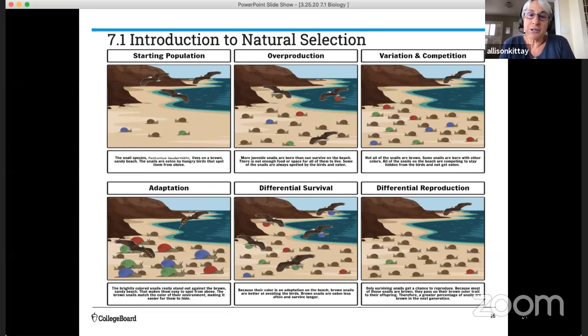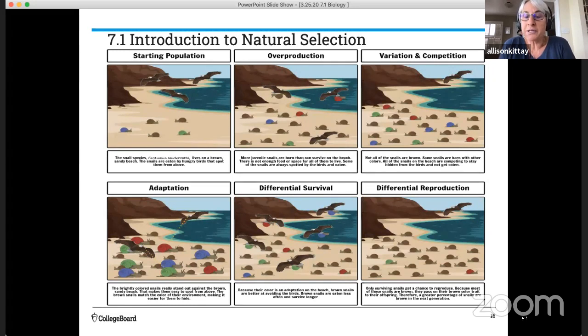There's overproduction and differential reproduction, and you can see that there are more juvenile snails that are born than can survive on this beach. There's not enough food or space for all of them to live. Some of the snails are always spotted by the birds and eaten. And as you can see, there's natural variation in this population. Not all the snails are brown. Some of the snails are red, some of them are green, some of them are blue.